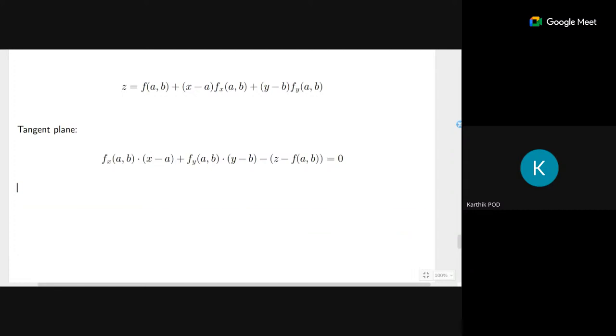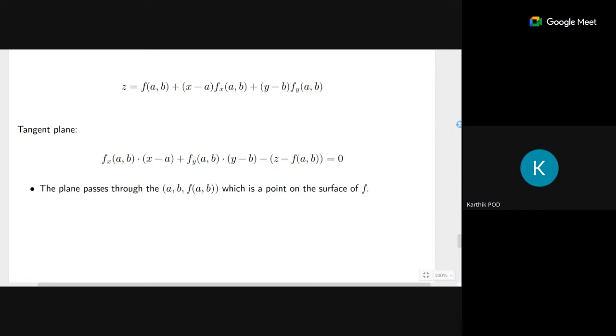But the nice thing is, notice what happens. The plane passes through the point x equal to a, y equal to b, z equal to f of a comma b. In fact, you can just write it down as a comma b comma f of a comma b, as expected. This is a point on the surface of the function f. So this is the first thing to note.